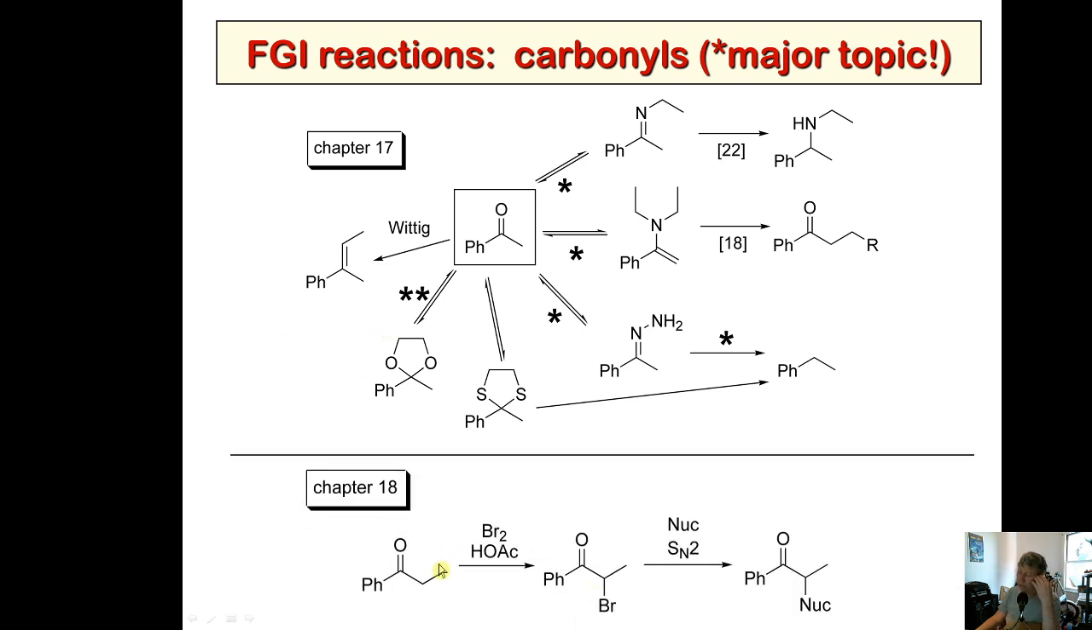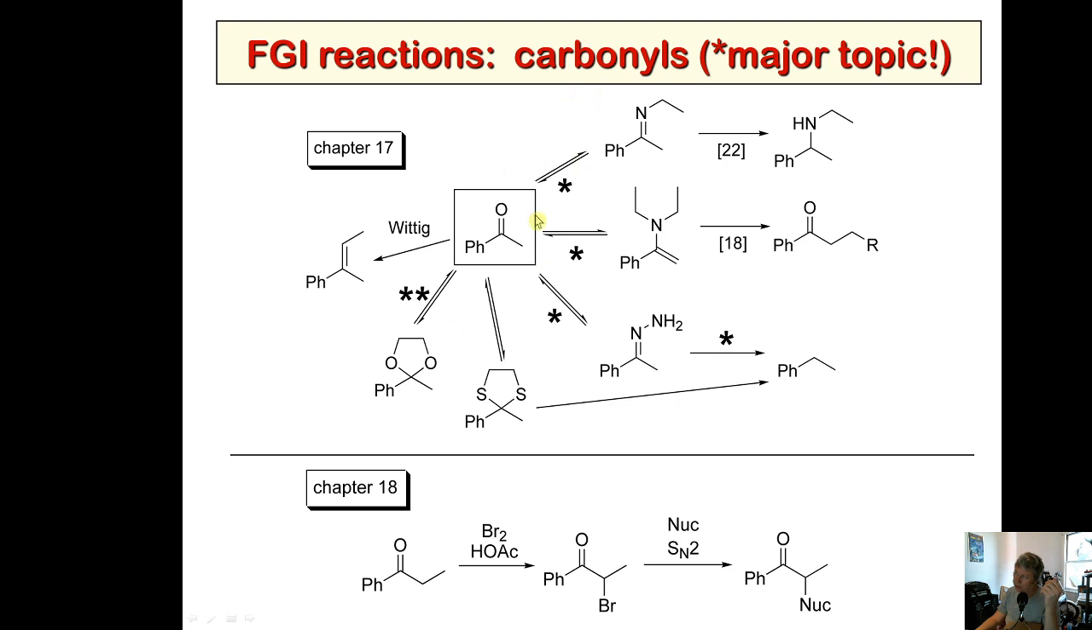This was actually not the Hell-Volhard-Zelinsky reaction. It's kind of related to the Hell-Volhard-Zelinsky, but that was actually a carboxylic acid reaction. Remember, the Hell-Volhard-Zelinsky reaction was with a carboxylic acid. It made an alpha bromo carboxylic acid. This is a ketone though. So this is just showing that you can easily brominate a ketone, because we're talking about ketones right now.